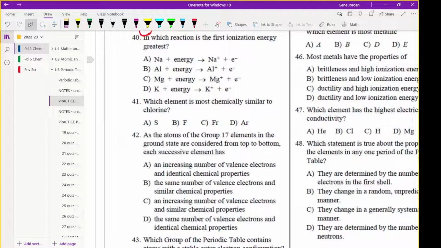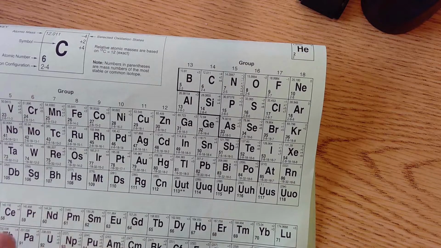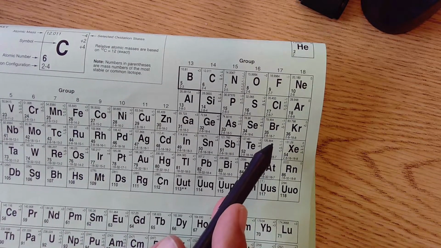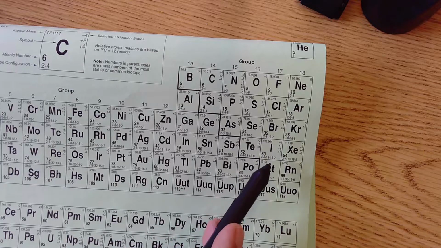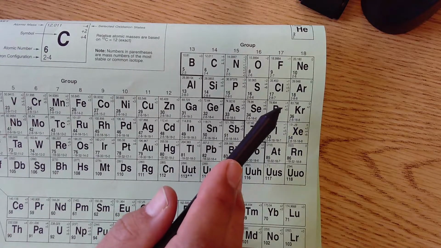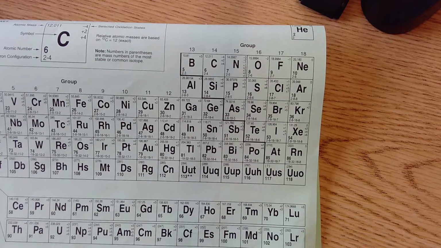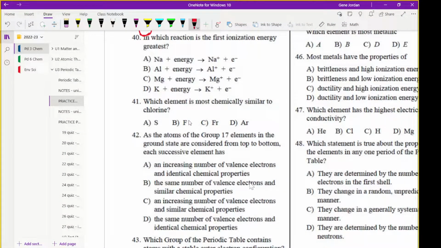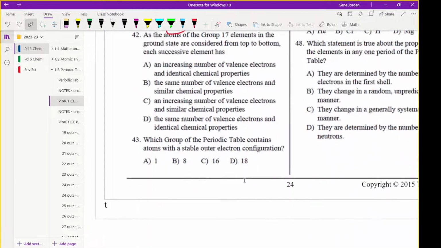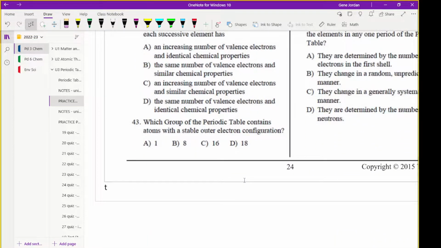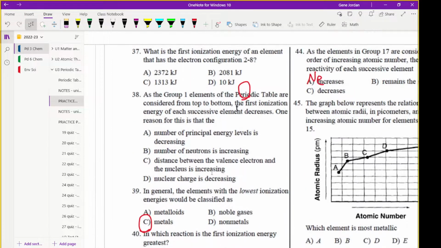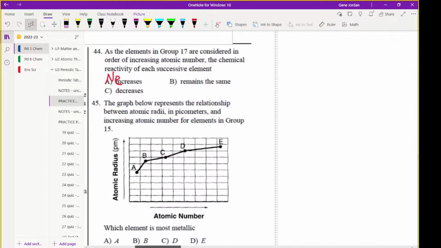41, which element is chemically similar to chlorine? We try to find one in the same group. So we look at chlorine. So we'd hope it would be bromine, but chemically similar, we just look up and down and we see chlorine is closest to fluorine, and so fluorine is the answer. Fluorine. Which group of the periodic table contains atoms with a stable outer configuration? 8 is great, so group 8, also known as group 18. And those are the noble gases.